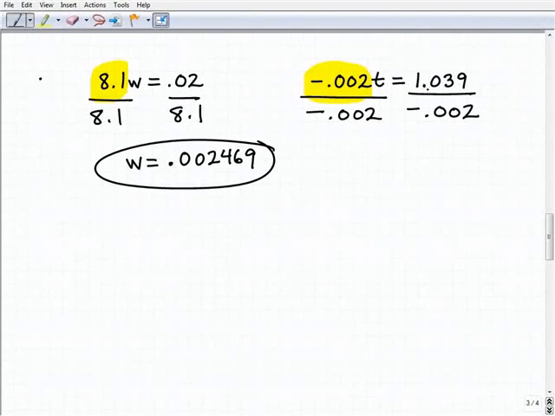So here I'm going to have a positive 1.039 divided by a negative 0.002. I know my answer is going to be negative, so now all I have to do is use my calculator to get the actual answer. So 1.039 divided by negative 0.002 is going to be equal to a negative 519.5. Okay, so that's what t is going to be equal to.